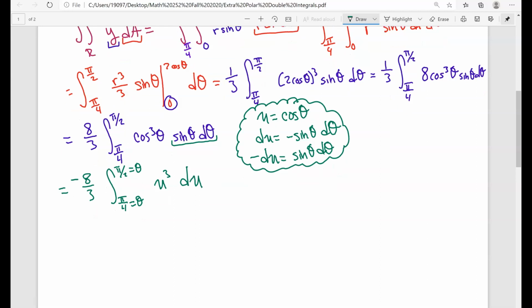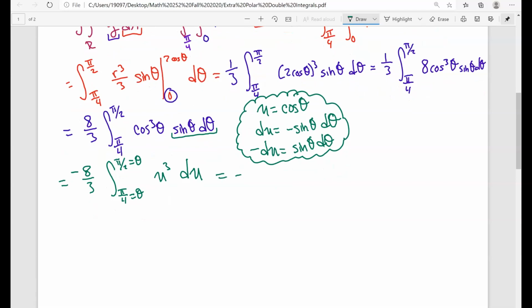Now I'm going to take the antiderivative. So I'm going to get negative 8 over 3. The antiderivative of u cubed is just u to the 4th over 4, between pi over 4 and pi over 2, and these limits come from theta. Just so that I won't have to write this again, I'm going to plug in the cosine. So you're going to get negative 8 over 3 times cosine to the 4th theta over 4, between pi over 4 and pi over 2. And then you don't have to write the theta anymore.